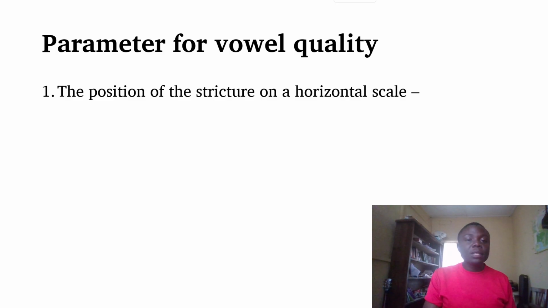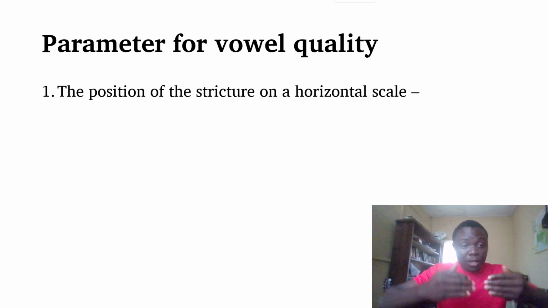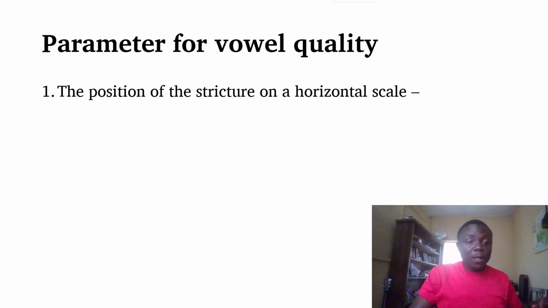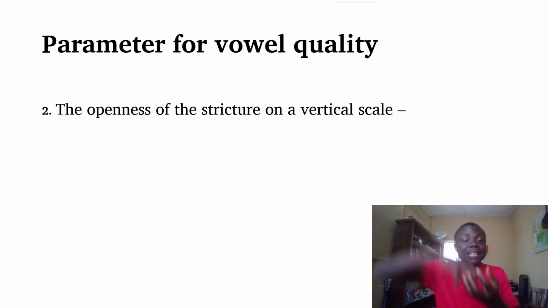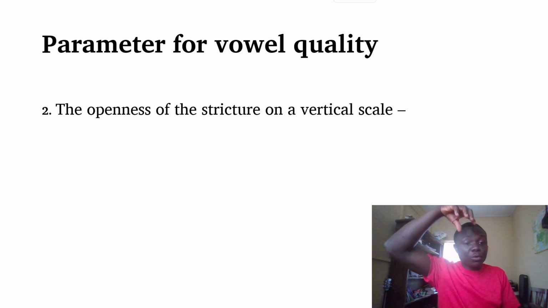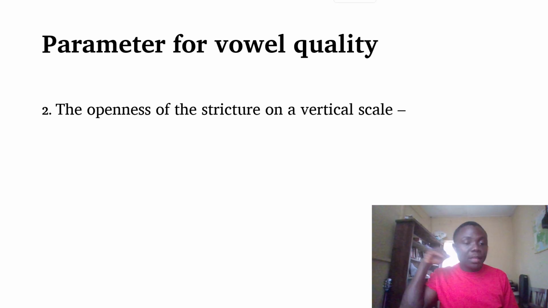Okay, let's talk about the parameters of vowel quality. The first parameter is the horizontal scale, the position of the stricture, where is the contact, on a horizontal scale. So you see it like this: from the front, central, and back. The second thing is the openness of my mouth, on a vertical scale. So think of my mouth, it opens on a vertical scale, and then my tongue moves on a horizontal scale, like this.